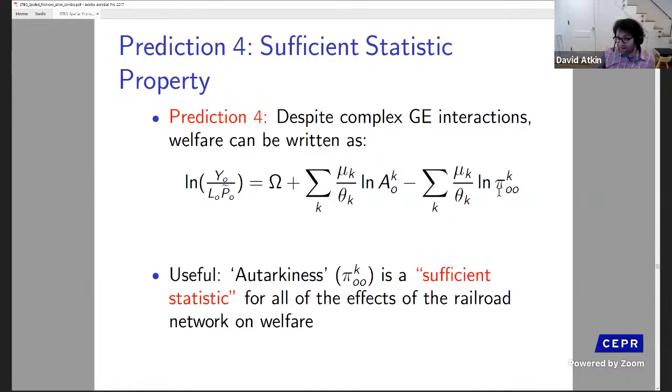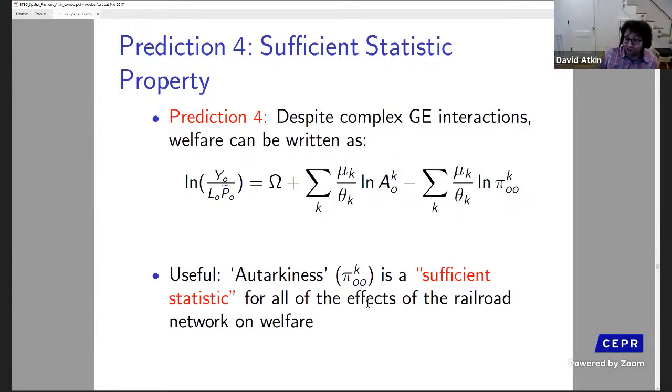And so at least through the structure of this model, despite the complex spatial GE model, essentially everything that's happening due to trade is going to be loaded in how much I trade with myself. If I still trade as much with myself before as I did after, then the railroads haven't given me any benefits through trade. If I trade more with others and less with myself, then this tells us exactly how that should affect welfare.